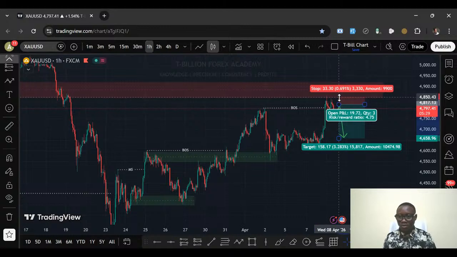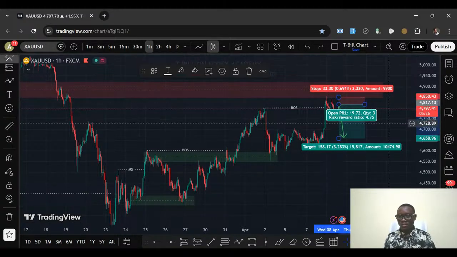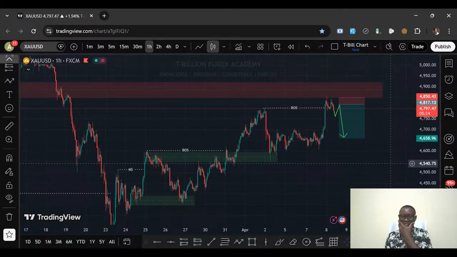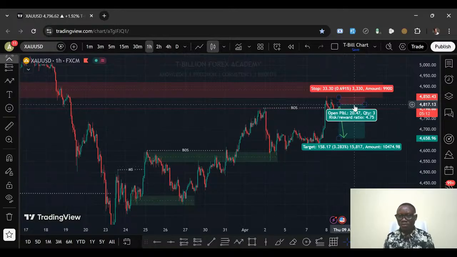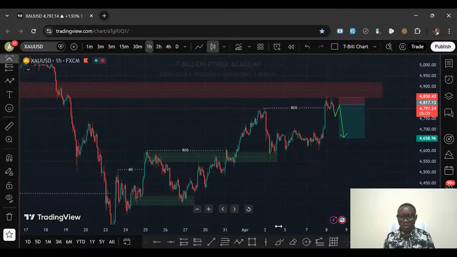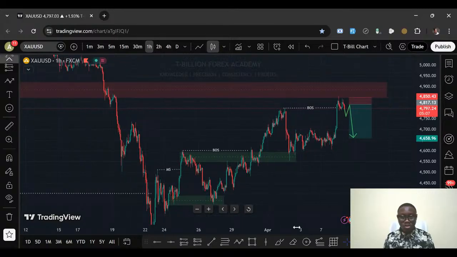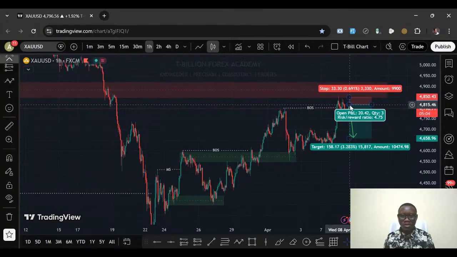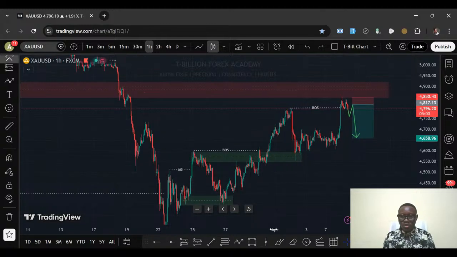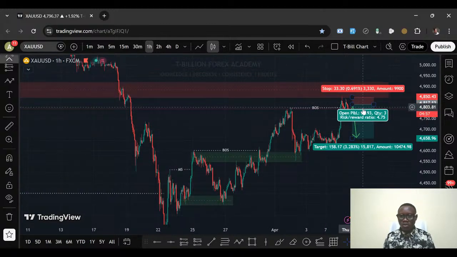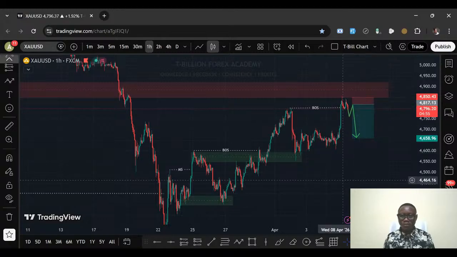Put your SL right here, and keep your SL this tight. So let's see how the price action plays out. If I get a confirmation that I'm expecting, then we might just want to take the sell and keep our risks very minimal, because our overall bias is bullish, not bearish. So if you're taking a sell, be very conservative with your TP. So this is what I'm expecting for gold.